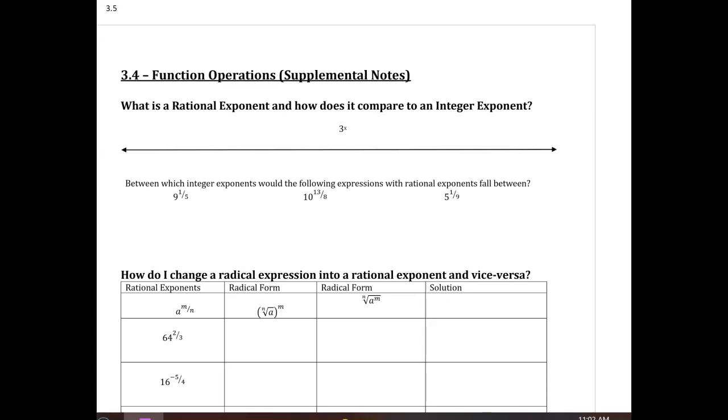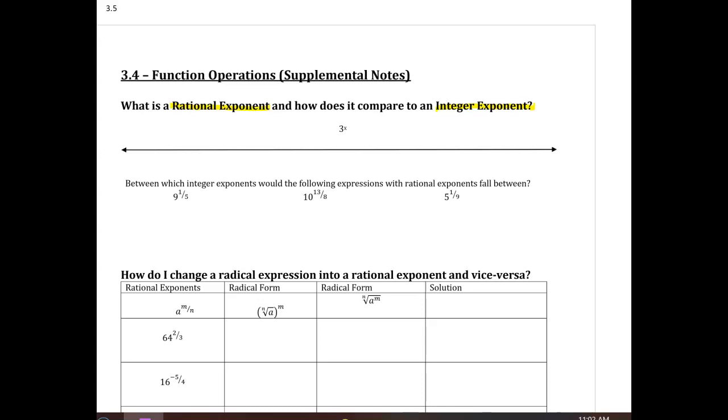And fractions in the math world are known as rational numbers. So we're going to be calling these rational exponents. And how does that compare to what we're used to seeing, which is known as an integer exponent? And integers are just those positive, negative whole numbers that don't have decimals or fractions. So like -3 and +3.